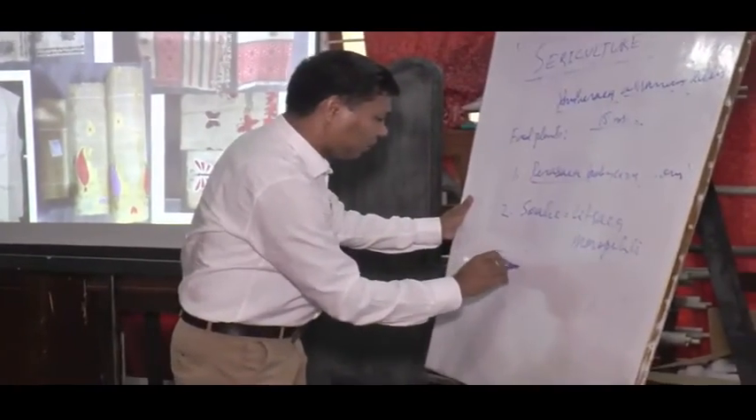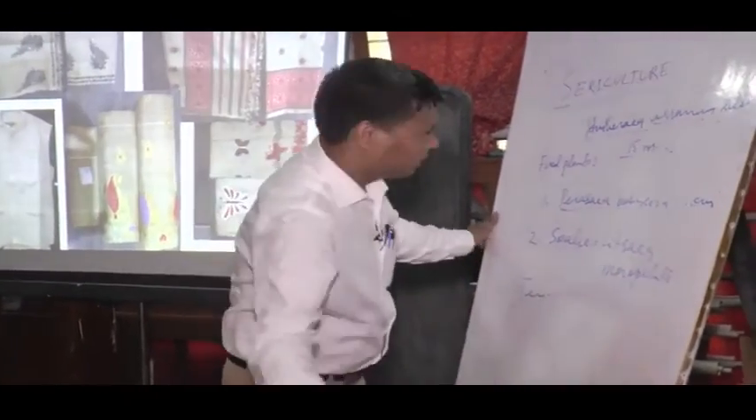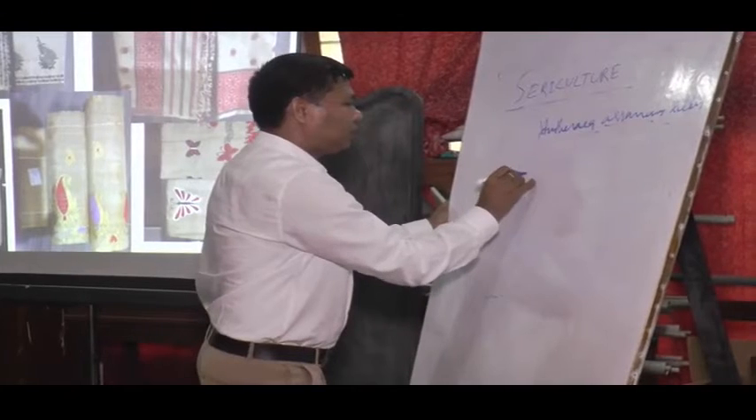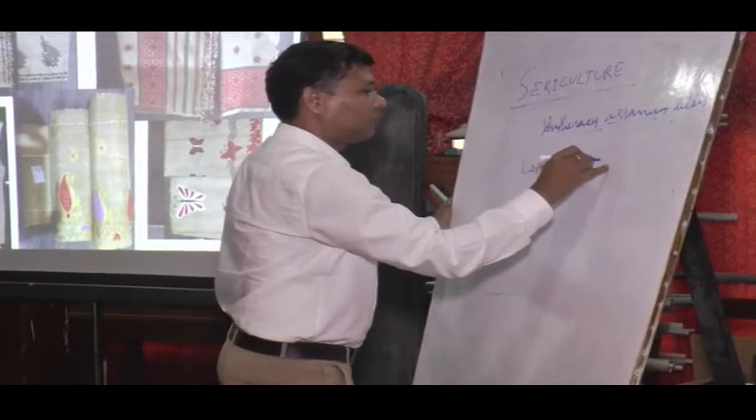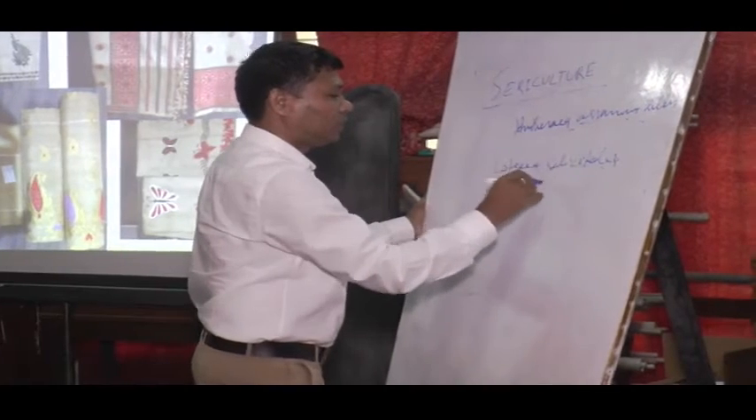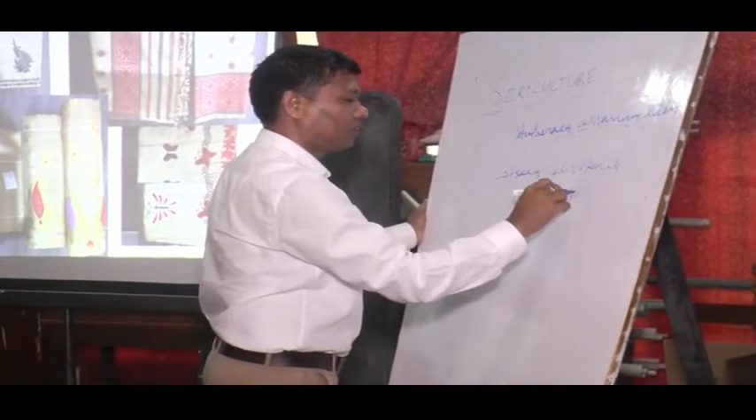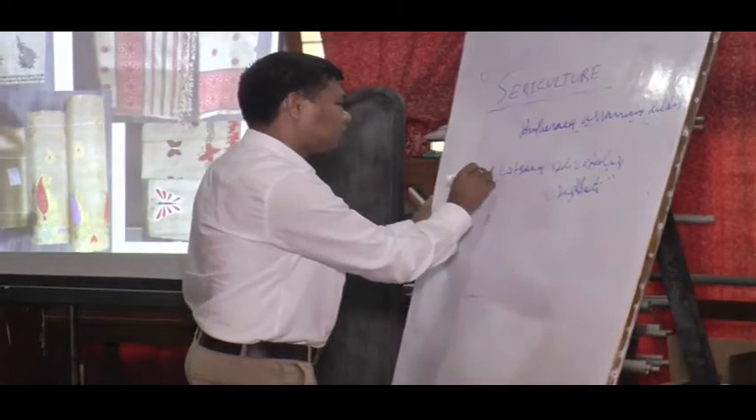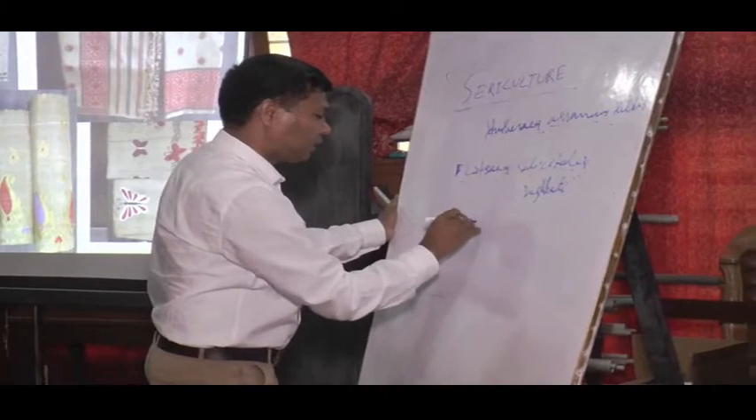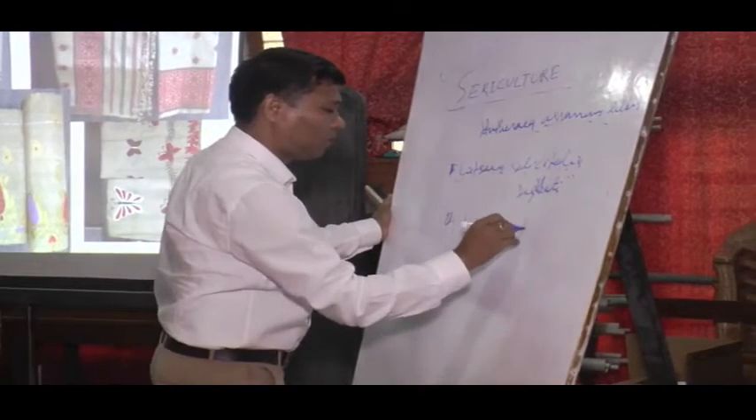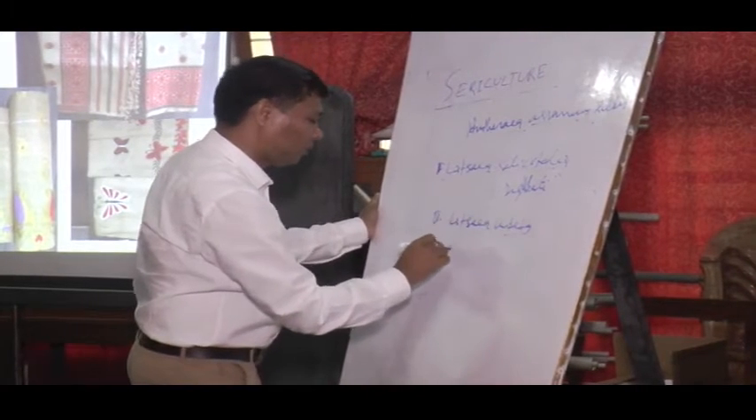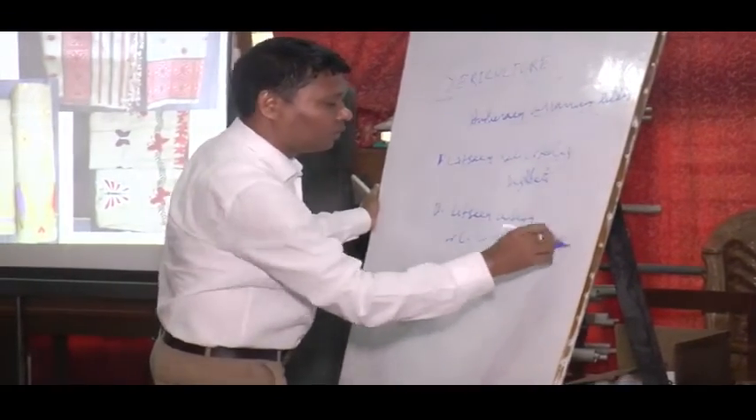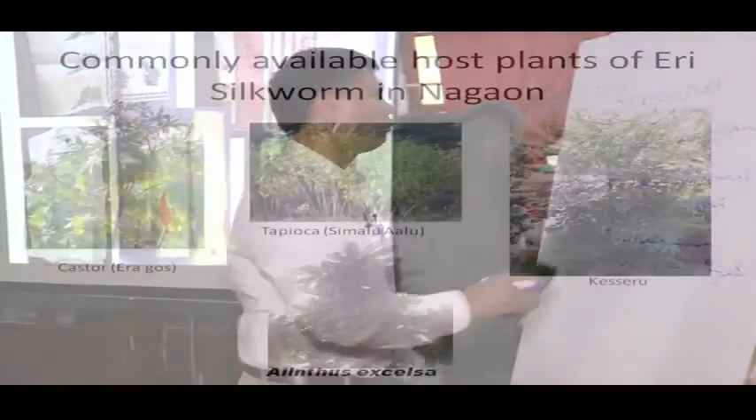Then tertiary food plants, I have already mentioned, tertiary food plants, Litsea salicifolia, popularly known as Dighloti, and another important secondary food plant, Litsea cubeba or Litsea citrata, popularly known as Mezankori. So these are the food plants of the Muga silkworm.